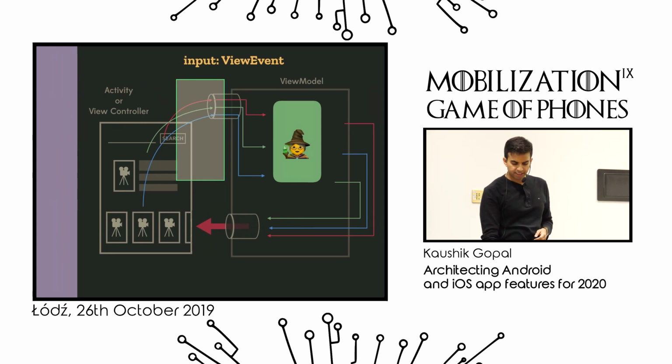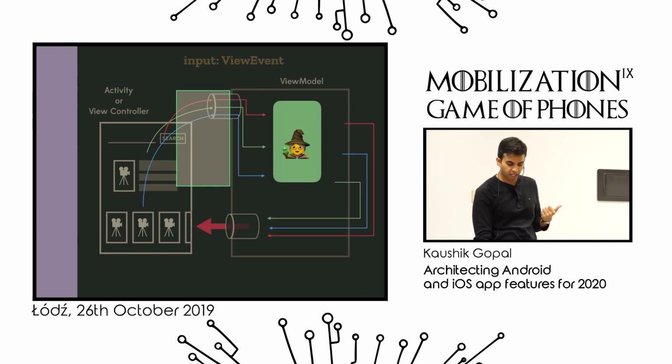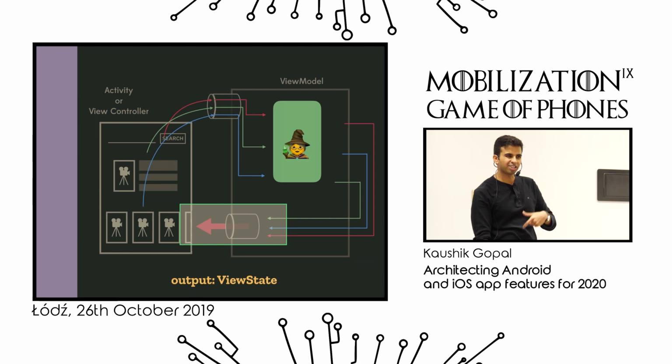All right, so let's recap. We have an input, we call it view event. We send it into the view model through this function called process input. We now have the output channel, we call them view state, and we expose them out as an observable.